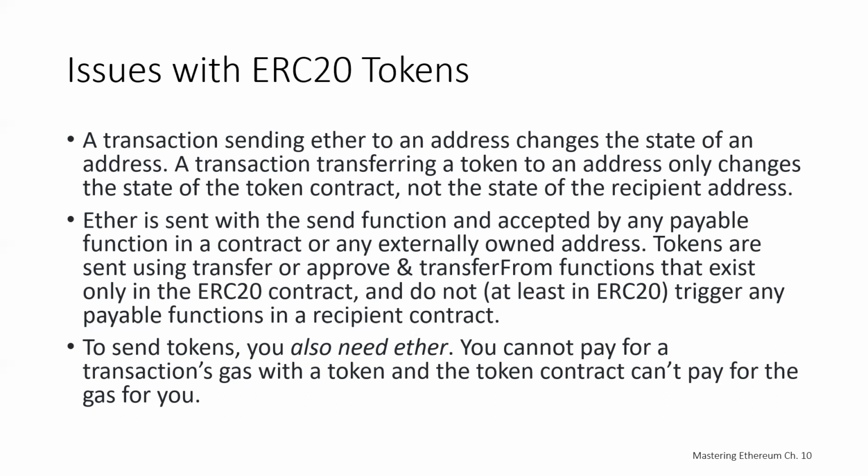A transaction sending Ether to an address is actually changing the state of the address. A transaction transferring a token to an address only changes the state of the token contract, not the state of the recipient address. Even a wallet that has support for ERC20 tokens does not become aware of a token balance unless the user explicitly adds a specific token contract to watch. Some wallets watch the most popular token contracts to detect balances held by addresses they control, but that's limited to a small fraction of existing ERC20 contracts.